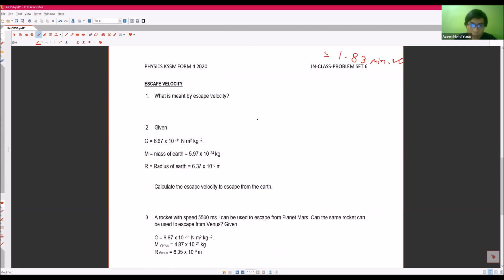Escape velocity. What is meant by escape velocity? The minimum velocity required to overcome the gravitational force.